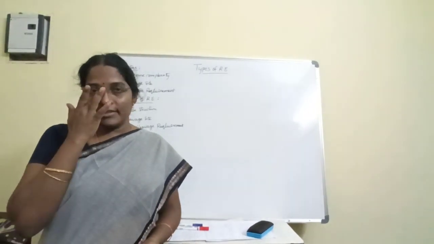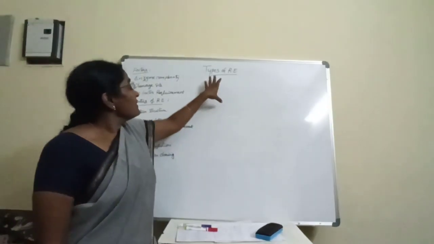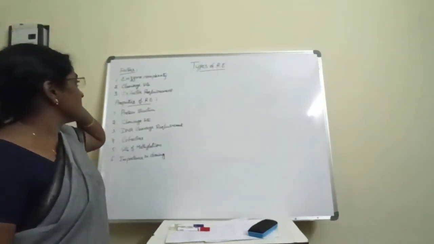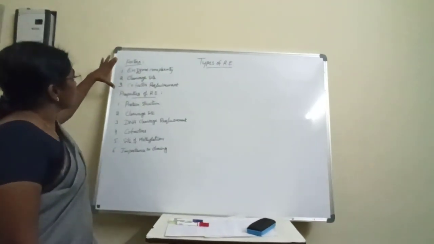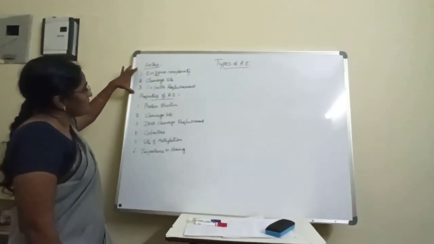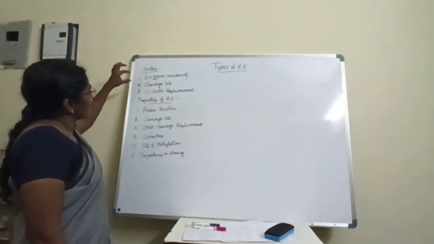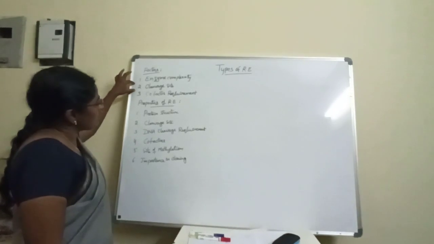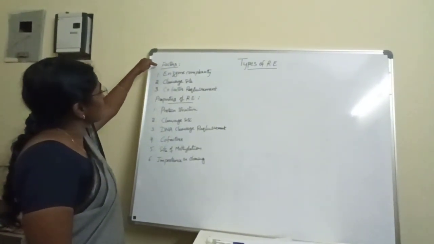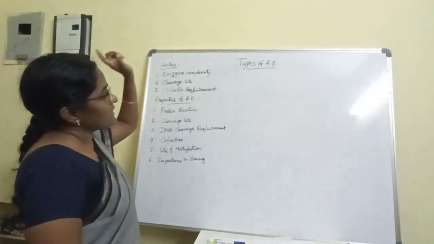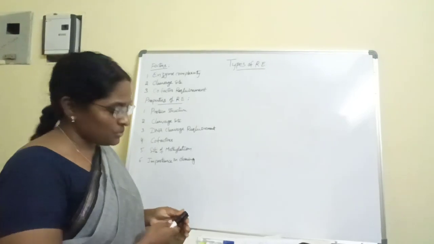Today I am going to discuss types of restriction enzymes. Types of restriction enzymes are classified based on these three factors: one is enzyme complexity, the second is cleavage site, and the third is cofactor requirement. Based on these three factors, restriction enzymes are classified into three types.